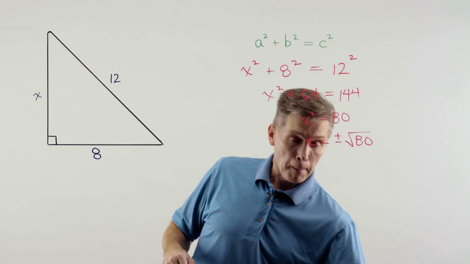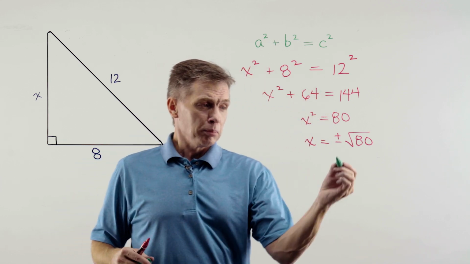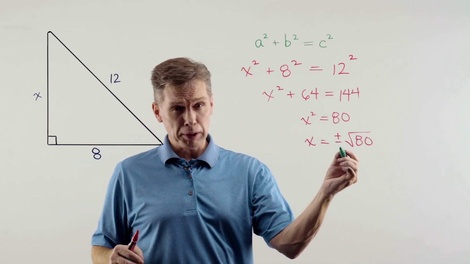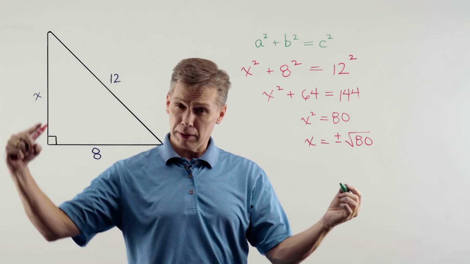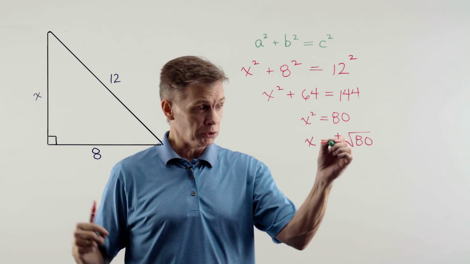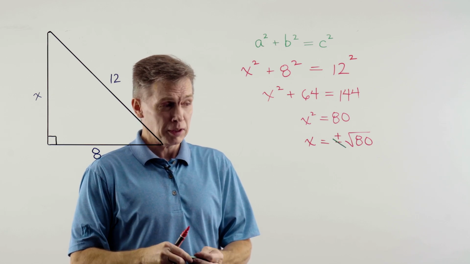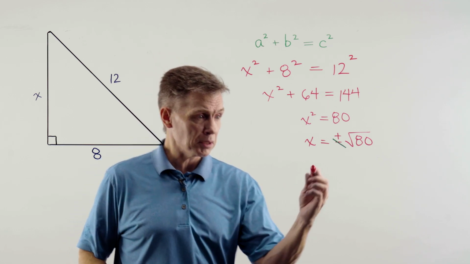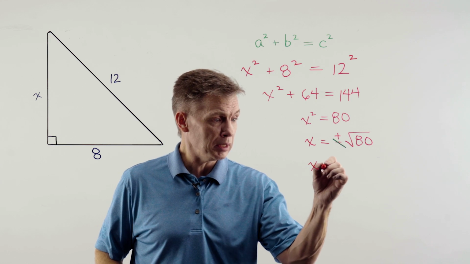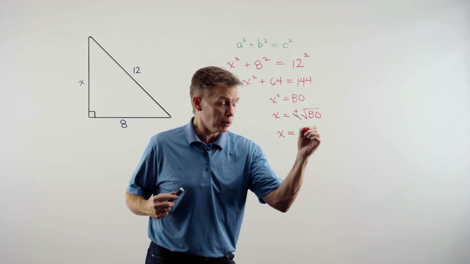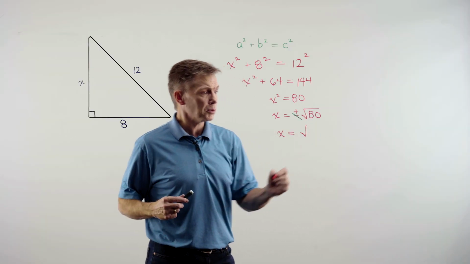Plus or minus is really good work when you're doing your algebra, but x is the length of a side of a triangle, so that negative is not an option. You're not going to have a negative length. So it's going to be the positive version of the square root of 80. x equals the positive square root only.